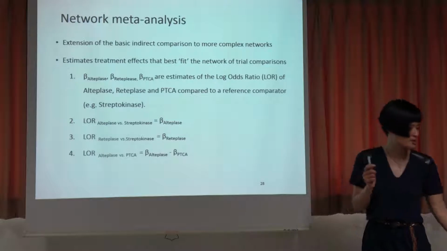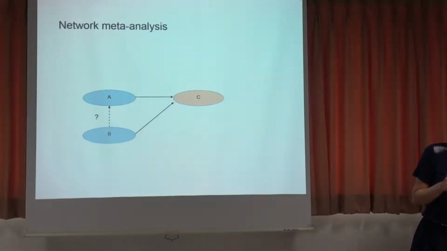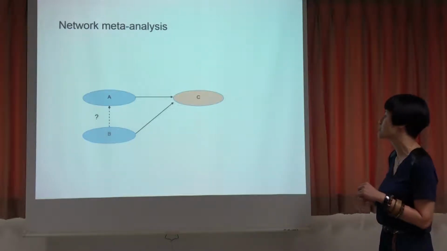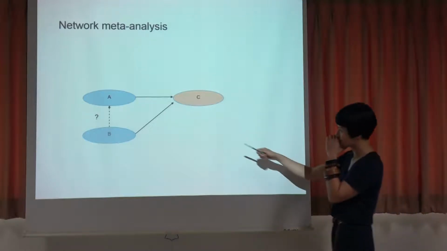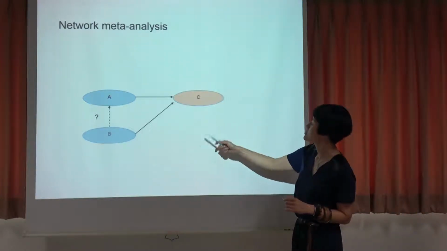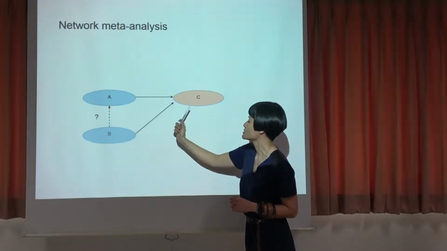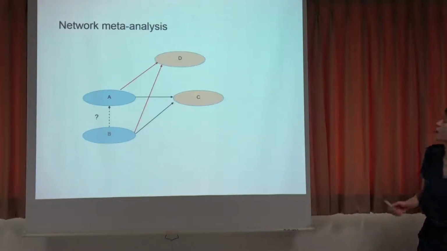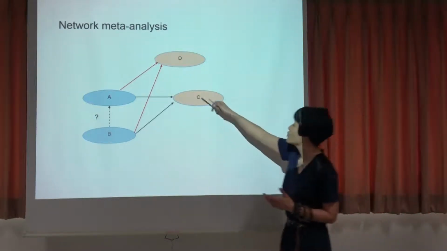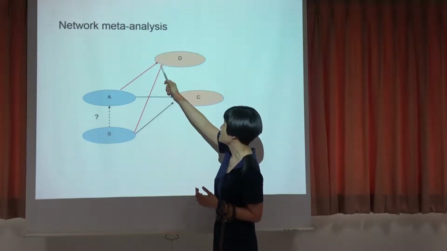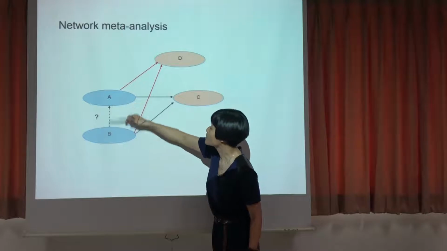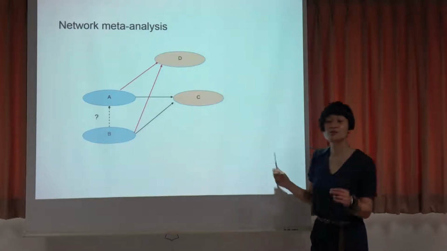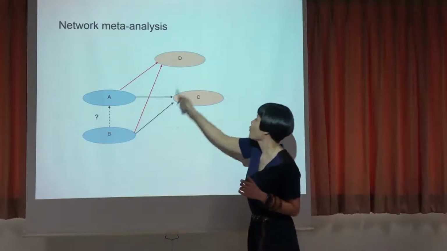And there are different approaches to doing these calculations. I'm just going to show you this in a bit more detail to make sure it's clear. So you have an adjusted indirect comparison here. You've got evidence here, evidence here, and you're trying to estimate this. But in a more complex network, this could be your network. So you also have trials comparing A and D and B and D. So you can estimate this effect through this relationship as well as this relationship. And this is what I mean by estimating all these at the same time.